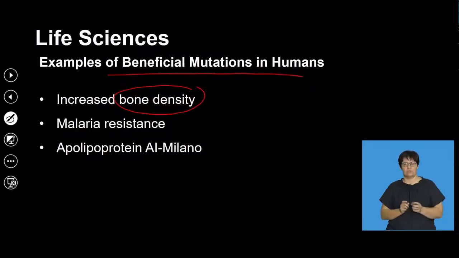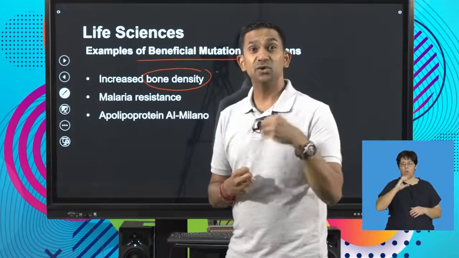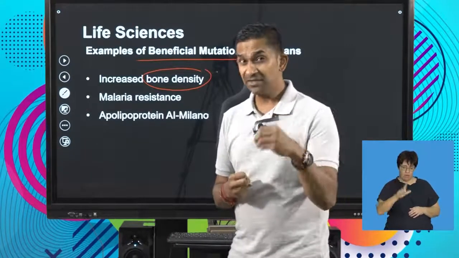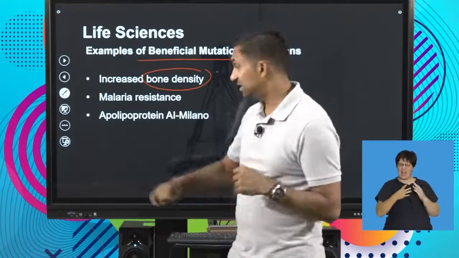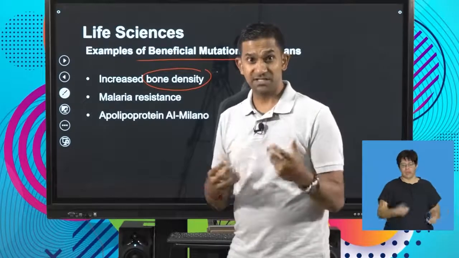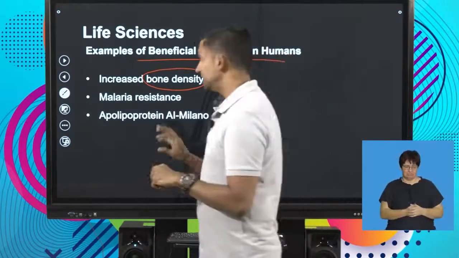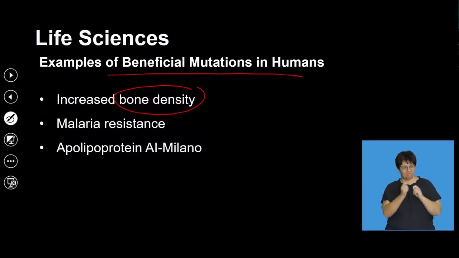There's also a population in Italy that have a gene which has allowed them to consume large amounts of cholesterol and yet not be affected by the effect of consuming that. So the protein has changed, and that has allowed them to be able to process meat or diets high in cholesterol. So these are examples of mutations that are beneficial to the populations.